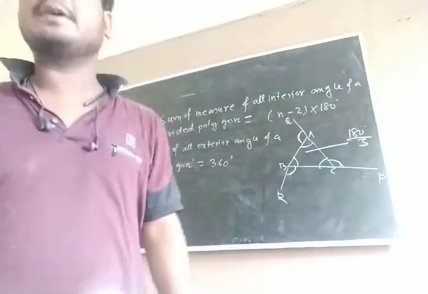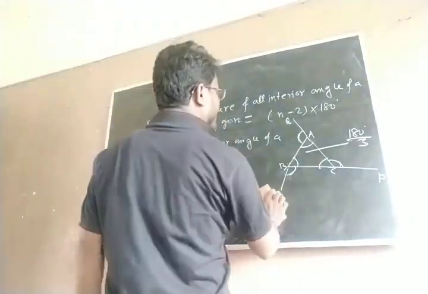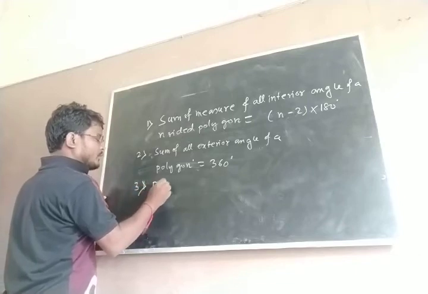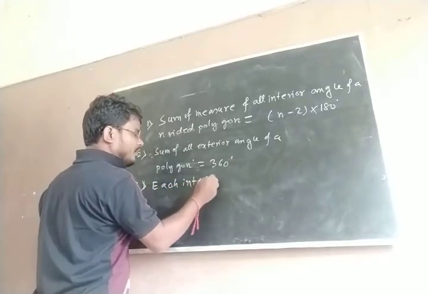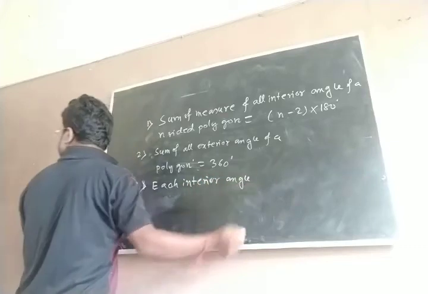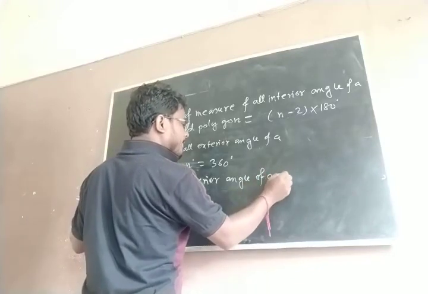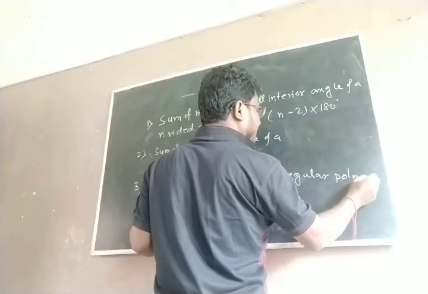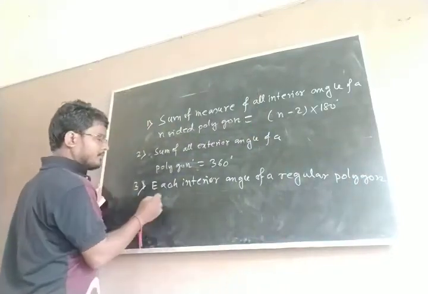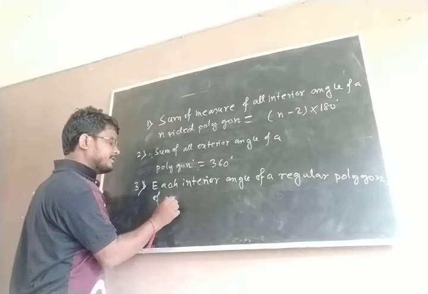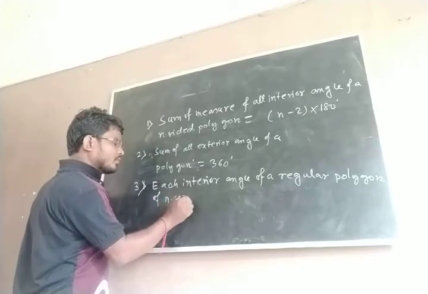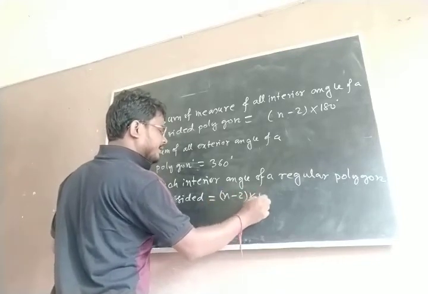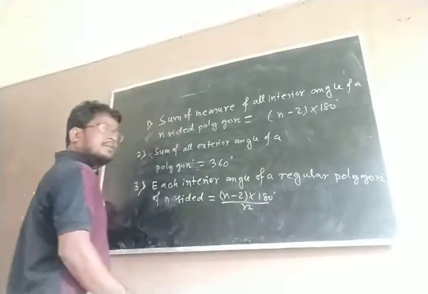So we can write here one formula. Each interior angle of a regular polygon of n sides equals (n minus 2) into 180. It will be divided by n.